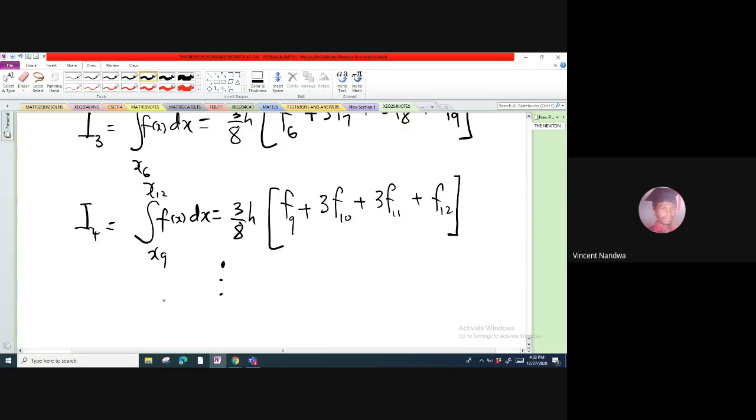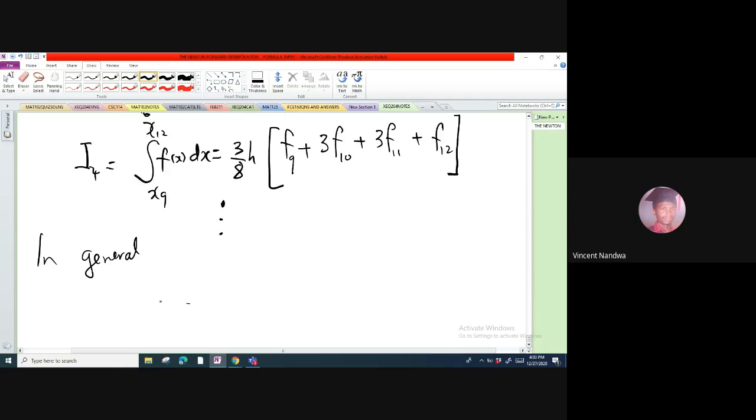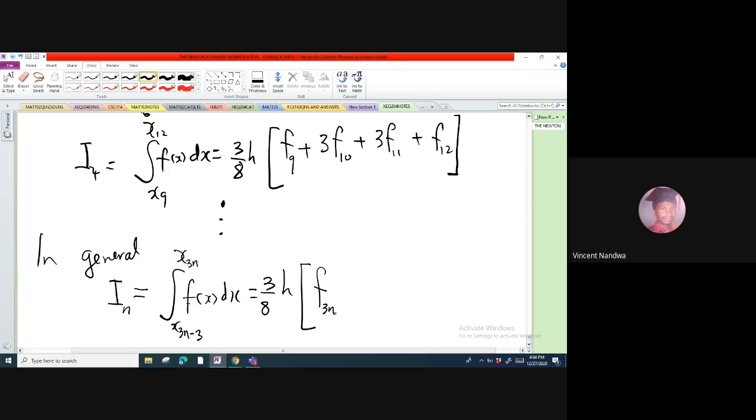Then in general, we have this. In is given by the integral from x(3n minus 3) up to x(3n) of f of x dx, which should be given by 3 over 8 h into f(3n minus 3) plus f(3n minus 2) plus f(3n minus 1) plus f(3n).